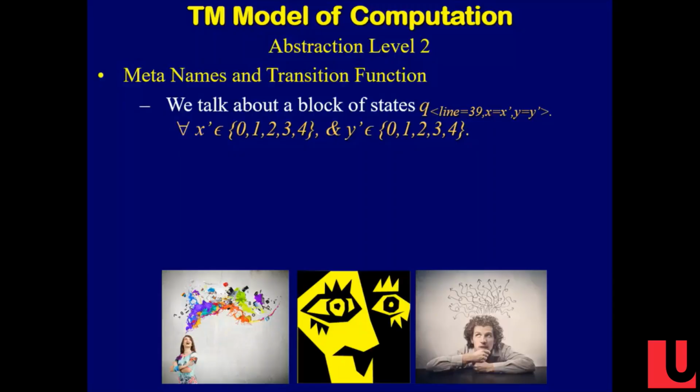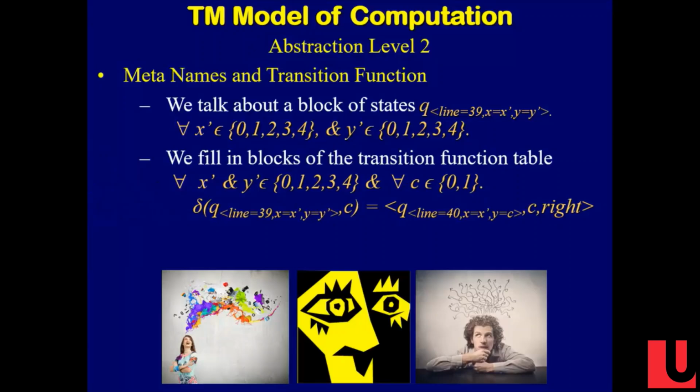And then, now I'm going to talk about a transition function. And instead of filling out the whole table, right, I could make you fill this whole transition table out. It's a big table, right? If you want your Turing machine to do something great, it might have a billion states, right? That's a big table. Right? So we're going to talk about filling in blocks of the table.